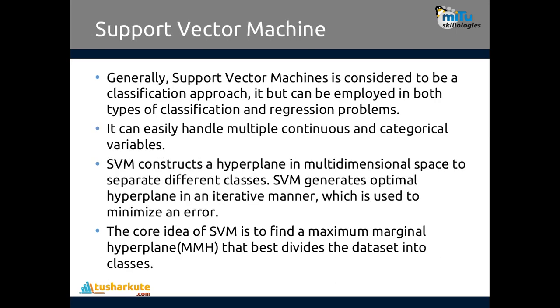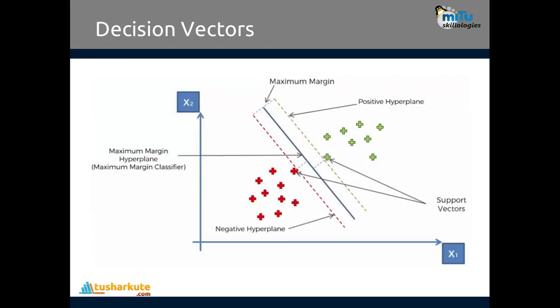Okay. Generally, SVM is considered a classification approach but can be employed for both problems. It can easily handle continuous as well as categorical features. It constructs a hyperplane in a multi-dimensional space to separate different classes, which we have already seen. The idea is to find the maximum marginal hyperplane that best divides the data set into classes. See this diagram, it will perfectly show how exactly a support vector machine works.